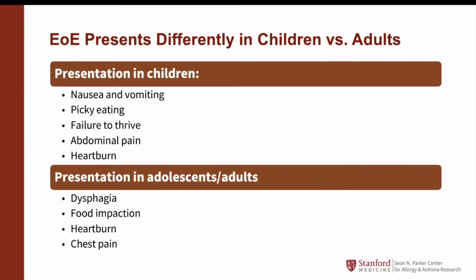And so, as I had mentioned earlier, there are characteristic symptoms that we look for in EOE, and this can present differently in children compared to adults. In children, we tend to see symptoms like nausea and vomiting, picky eating, failure to thrive, or just overall not meeting our growth, height, and weight parameters, abdominal pain, and also heartburn. And in adults, we can also see heartburn, but we tend to see more food impaction or food getting stuck. We tend to see trouble swallowing or dysphagia. And also sometimes adults can present with chest pain as well.